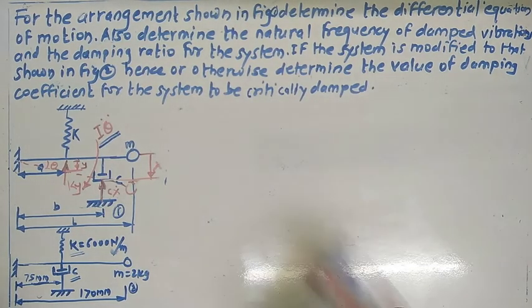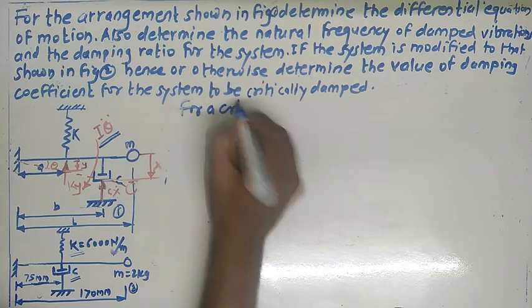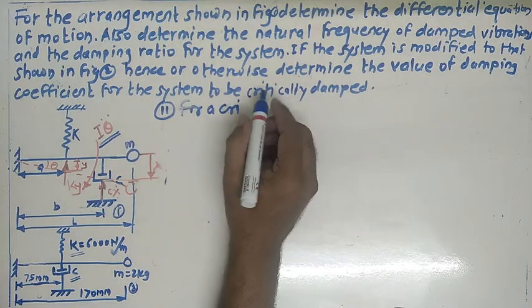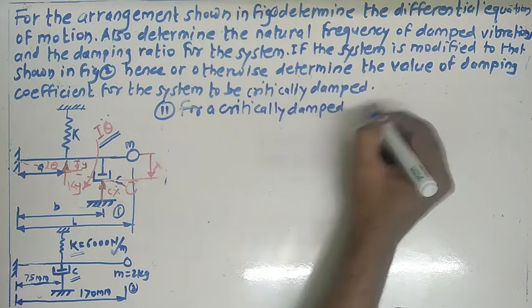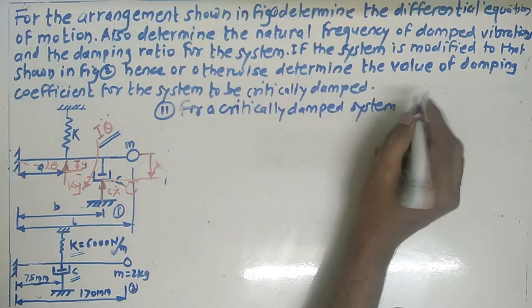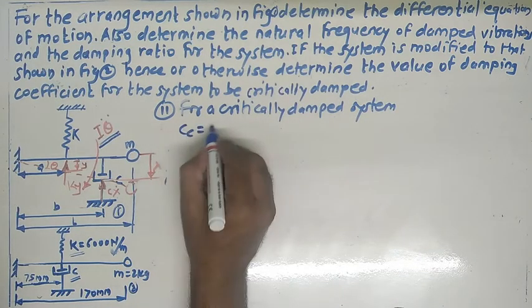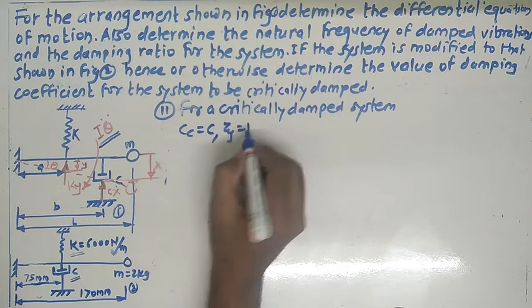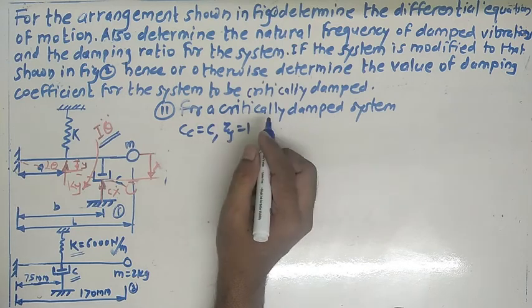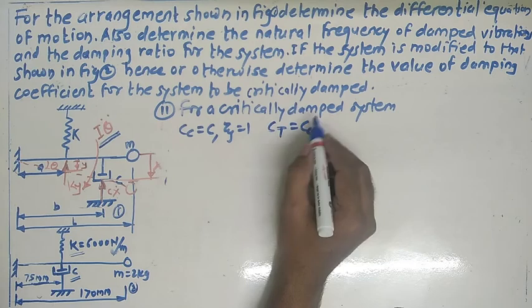So for a critically damped system, we know that c must be equal to cc, and the value of zeta must be equal to 1. I already studied this during the discussion of that derivation. So in this case, what we get here is ct equals cc into 2 in cct. Like this you can get a relation.